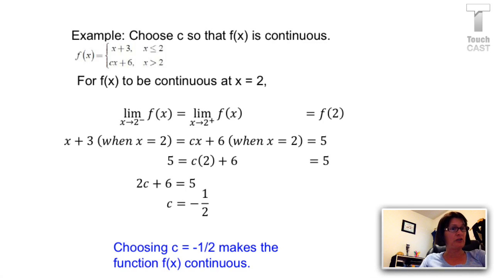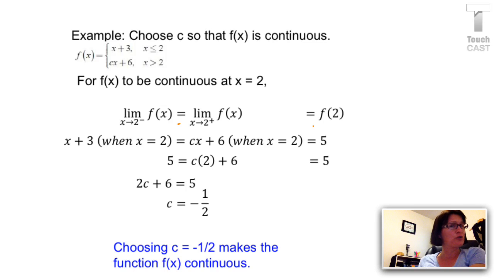So remember our definition of continuity. f(x) is continuous at x = 2 if the limit of f(x) from the left of 2 equals the limit of f(x) from the right of 2 equals the actual function value at 2. So that's what I've written here. It's a three-way equality. All three of these things have to be equal.